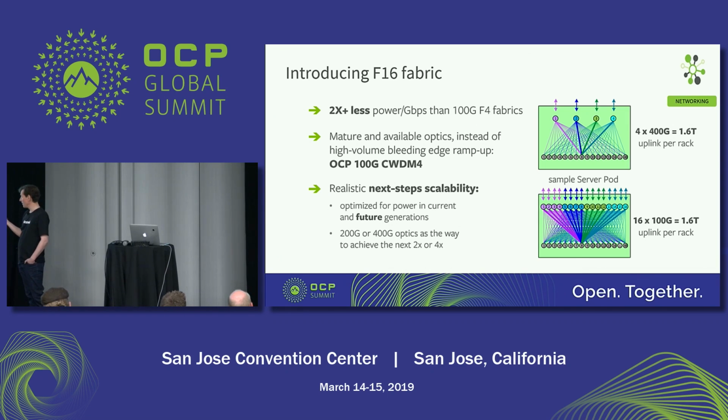The 200 gig or 400 gig optics can be the realistic way for us to achieve the next 2 to 4x increase in capacity. So we don't need 800 or 1.6T. And they're already available today. They're early today, but by the time we'll need this next 2 to 4x, they will be mainstream.